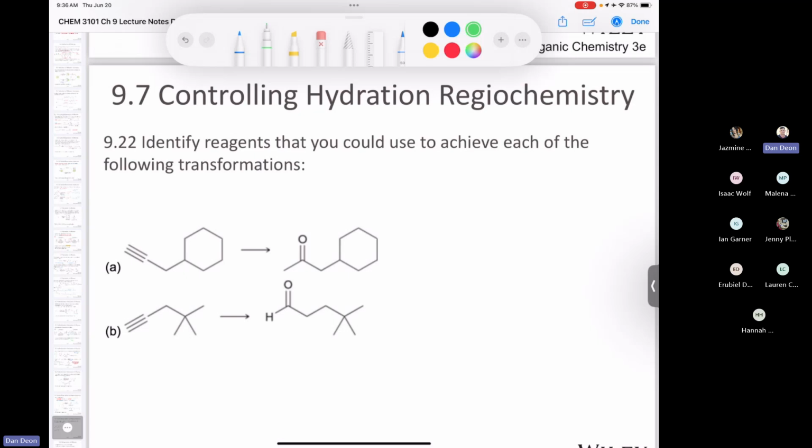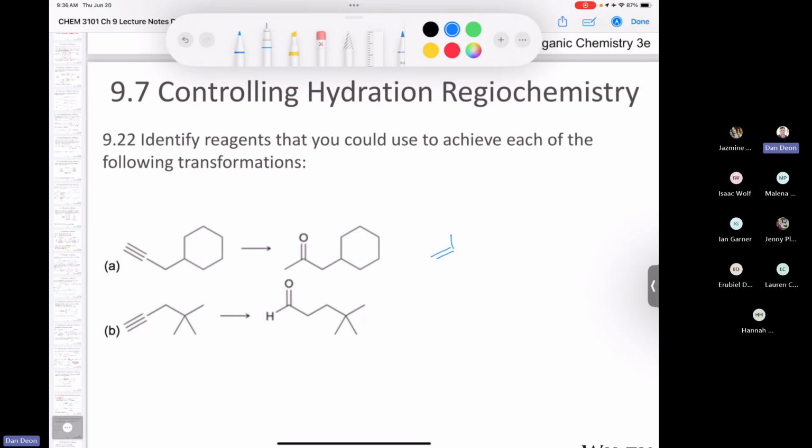All right, so let's take a look at these. You see the first one, you take a terminal alkyne, you get a methyl ketone. The second one, you take a terminal alkyne and you get an aldehyde. So what are the conditions? Well, if we want to make the methyl ketone, we would have to do a Markovnikov addition in that case, and so we would end up with this enol, which is going to undergo tautomerization. But to do the Markovnikov addition, what do we need? We need sulfuric acid, water, and we need our mercury 2 sulfate. And that's what promotes the reaction or lowers the activation energy.